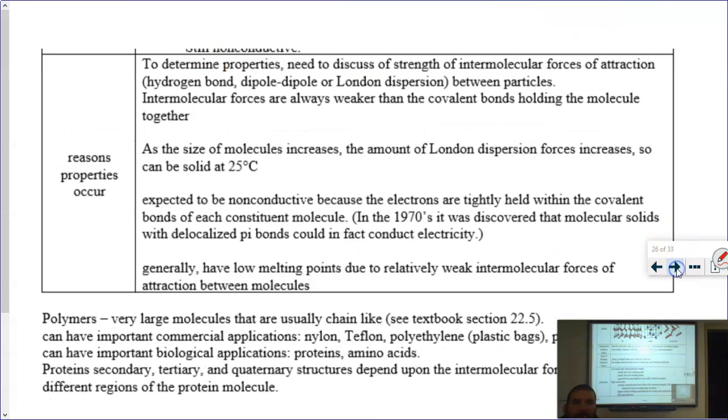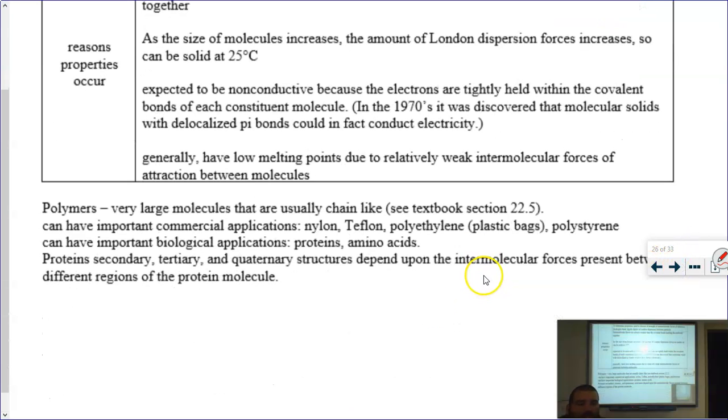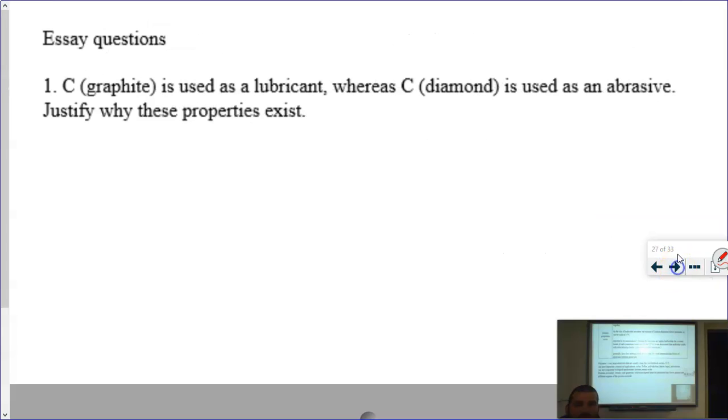So anyway, I have a little bit about polymers down here and proteins down here. It really doesn't show up on the AP test, so don't worry too much.